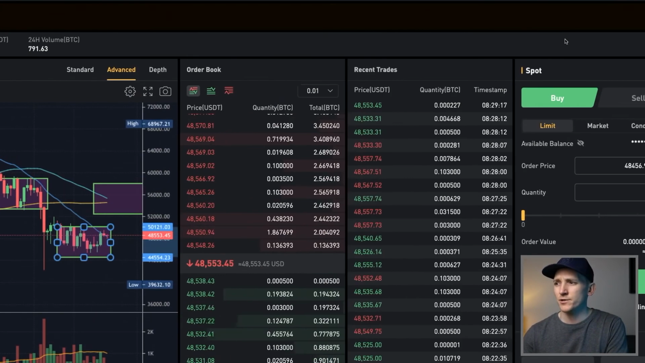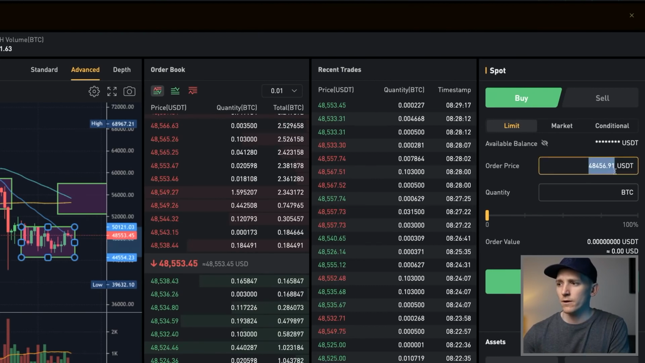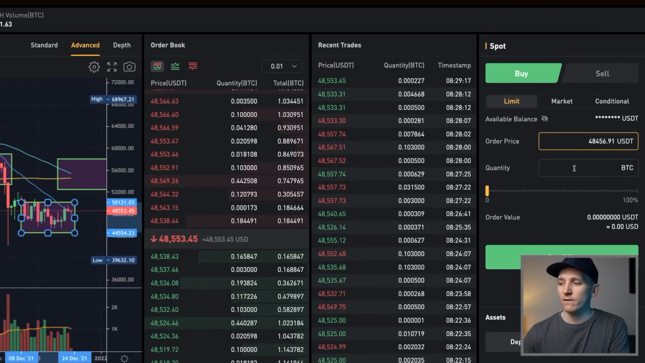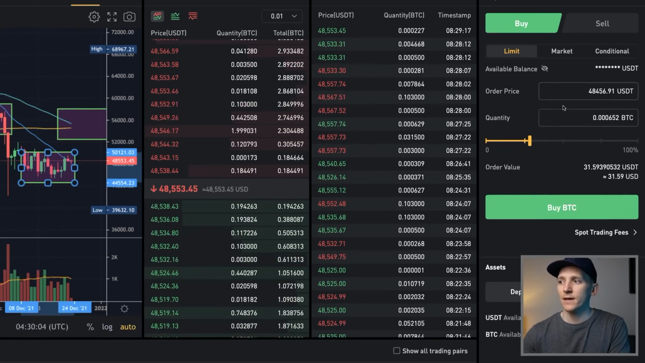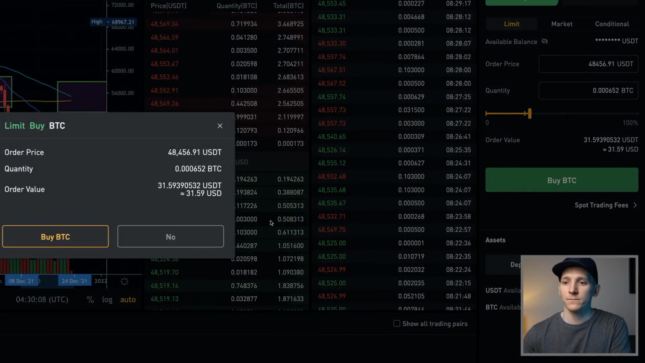I'm going to come to actually trading right here. You can see I'm in the Bybit spot market. And the order price right here, the price in the market right now is 48,500. So maybe I want to put a limit order in at 48,456. And then I can just put in an amount. Let's say I want to buy this much Bitcoin. I have a limit price of 48,456. Press buy, just confirm that.